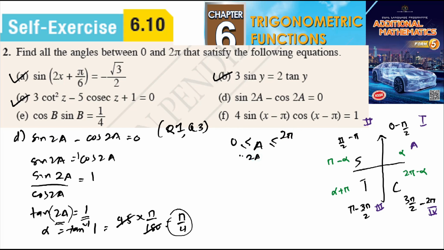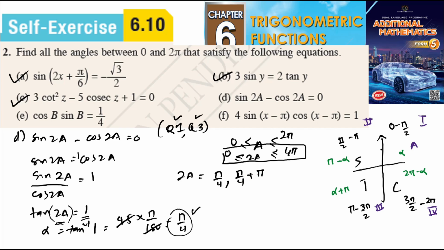So 2a, now we are talking about 0. So this one, 2 pi times 2, we get 4 pi. So this is the range that we need to find our 2a. So now 2a is equal to, so you see here first and third quadrant, right? So the reference angle is pi over 4. So first quadrant, it is pi over 4, right? And then we go to the third quadrant. Third quadrant, it's alpha plus pi. So our alpha is pi over 4 plus pi, right?